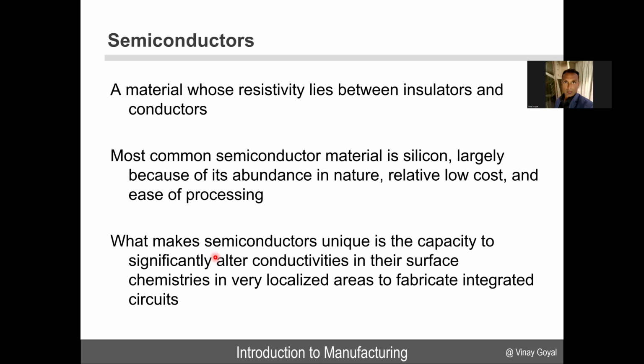Semiconductors. Now, semiconductors are materials whose resistivity lies between insulators and conductors. The most common semiconductor material is silicon, and that's because it is very abundant in nature, so low cost and easy to process. But what makes semiconductors unique is the capacity to significantly alter the conductivities in their surface chemistry into very localized areas to fabricate integrated circuits. You'll learn later that silicon is a very important material in the fabrication of integrated circuits because of the semiconductor property that it has, that of having properties between insulators and conductors. It has both, which is very beneficial.